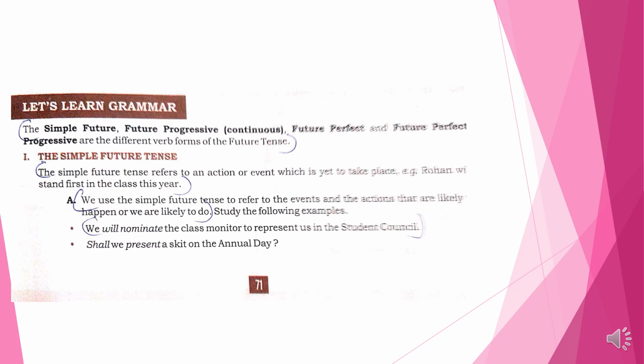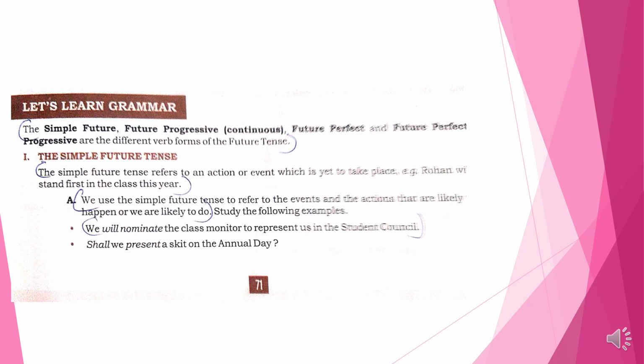Children, the simple future, progressive or continuous, future perfect and future perfect progressive are the different verb forms of the future tense that we have already seen, and their general form also I have taught you. First, let us learn about the simple future tense. The simple future tense refers to an action or event which is yet to take place. Example, Rahan will stand first in the class this year.